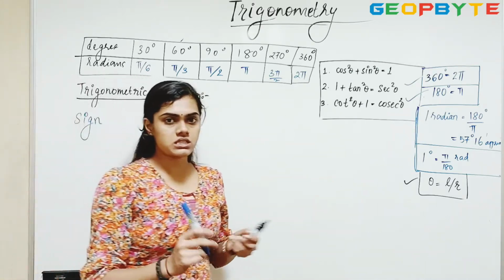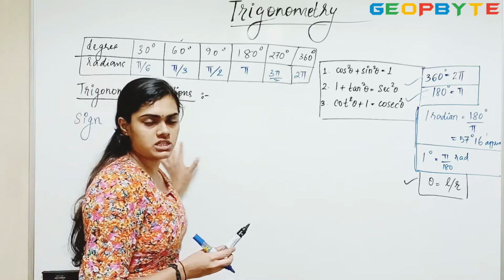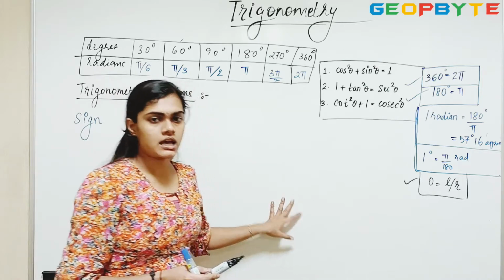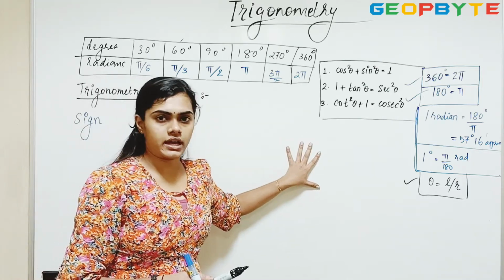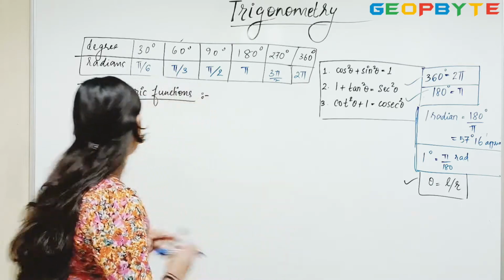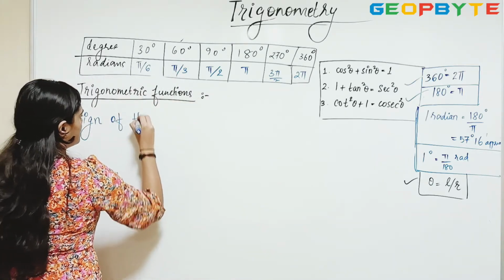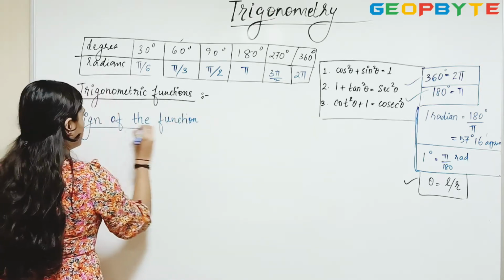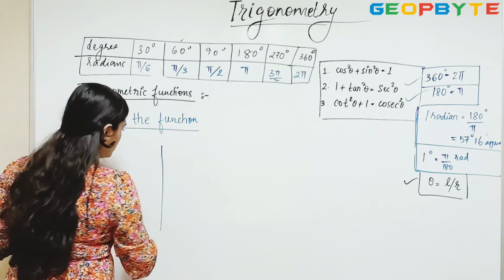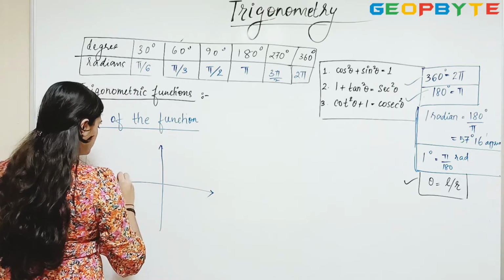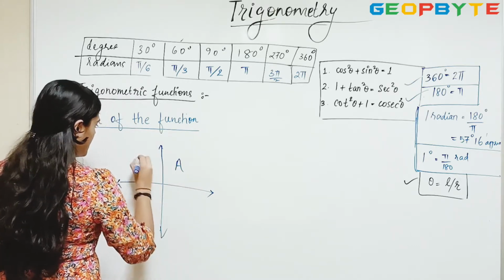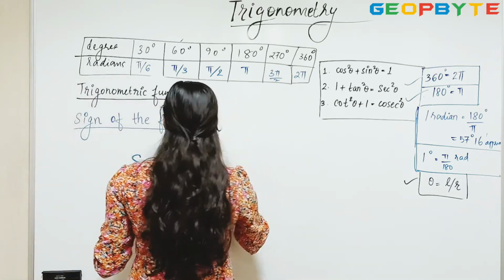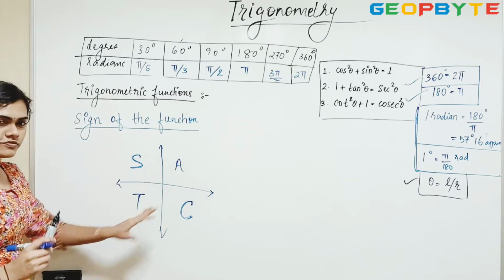Now coming to the next subtopic of trigonometric functions, that is the sign of the function in each quadrant. So we have 4 quadrants, and we have to find out what the sign of the function will be if the angle is in different quadrants. That is the sign of the function by quadrant. For that we have a very simple rule, A, S, T, C. This is a shortcut.